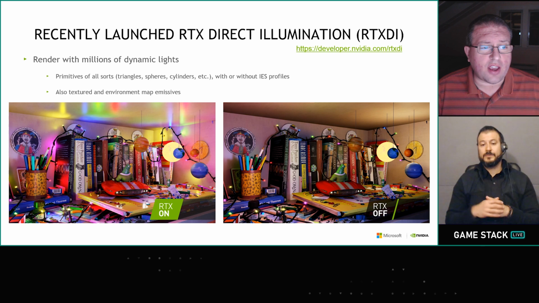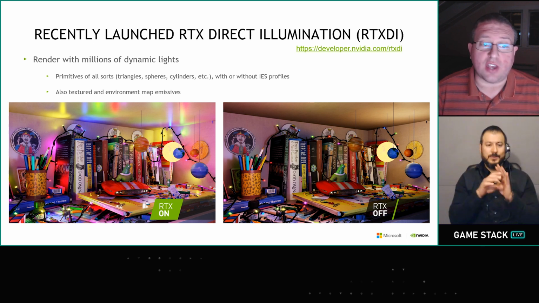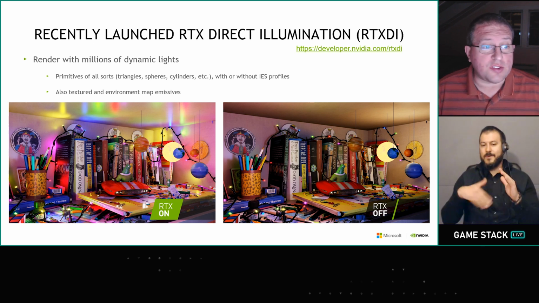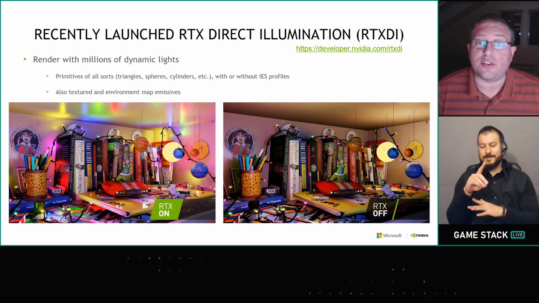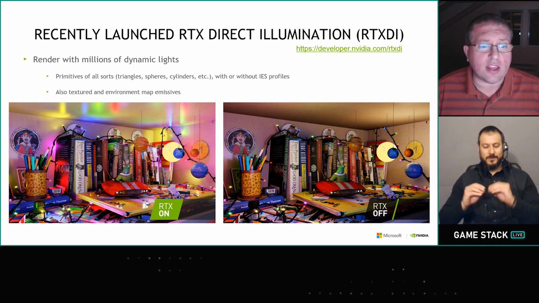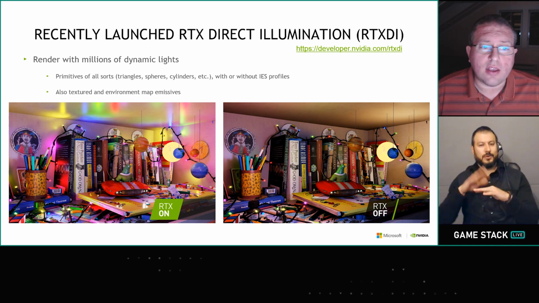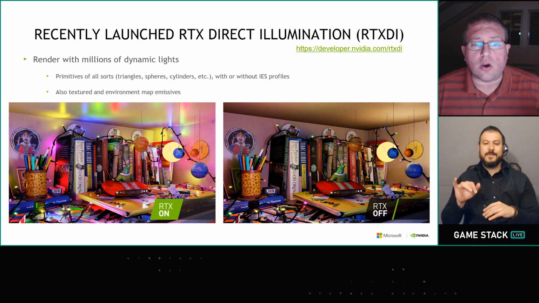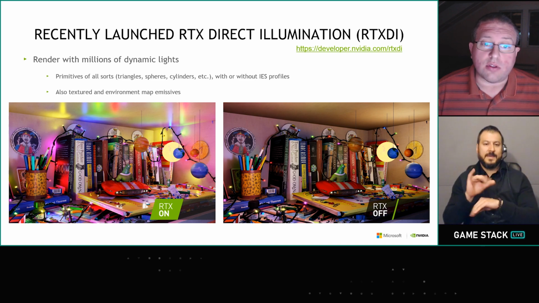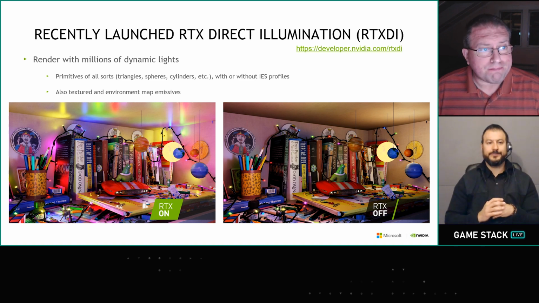On this slide it compares two images, one with RTXDI on, where all of the lights in the scene, including all the little LEDs and the headlights on this vehicle, cast lighting and shadows throughout the scene. This is compared with a more traditional approach on the right, where the emissives just glow and don't affect the local environment of the other geometry nearby.